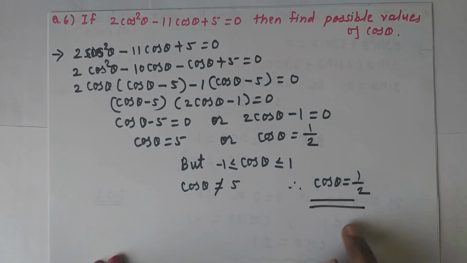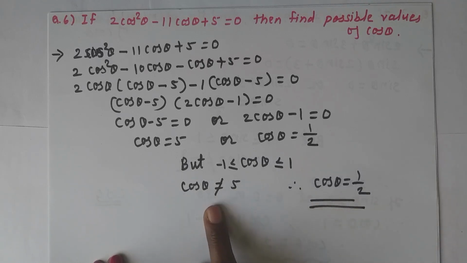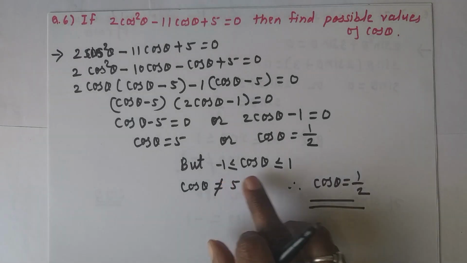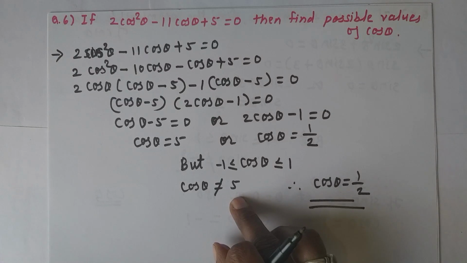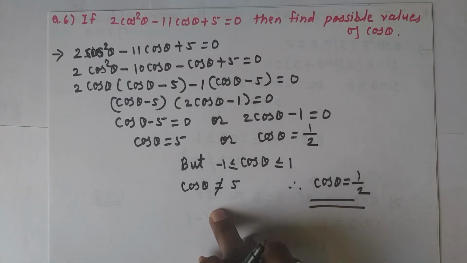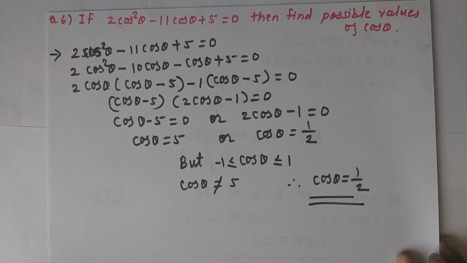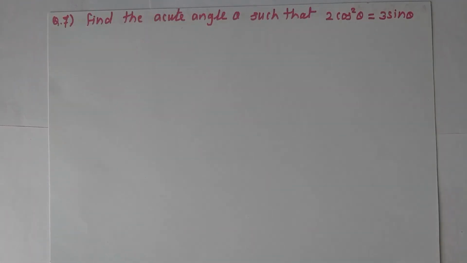These are permissible values of cos theta, that is 1 by 2, and this is not permissible or possible value of cos theta because values of cos theta lies between minus 1 to 1 and this is greater than 1. Therefore, cos theta will not be equal to 5 and possible value of cos theta will be only half. Okay. In such type of problems, you remember that values of sine theta and cos theta always lies between -1 to 1. That is, range of sine theta and cos theta is close interval -1 to 1. Okay. Let's see the next problem.